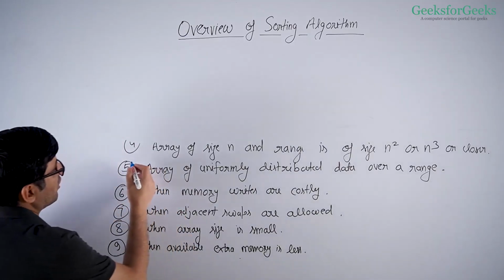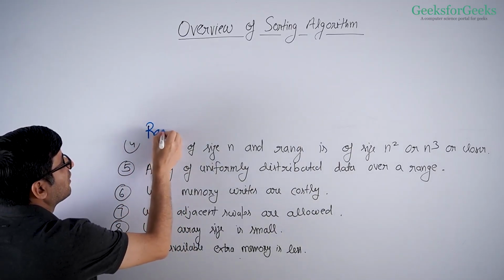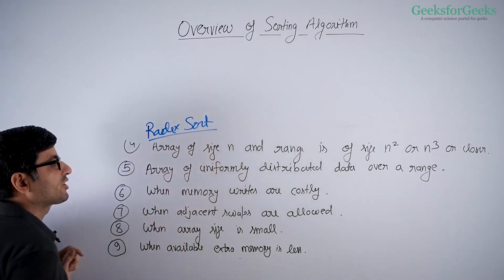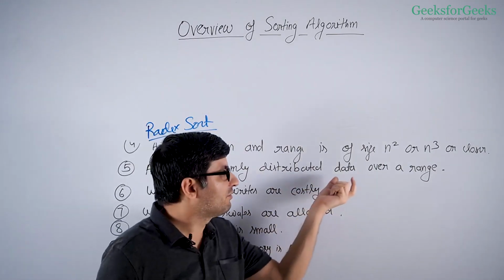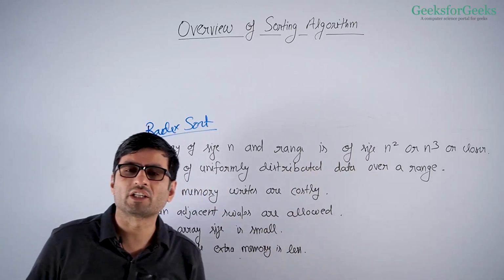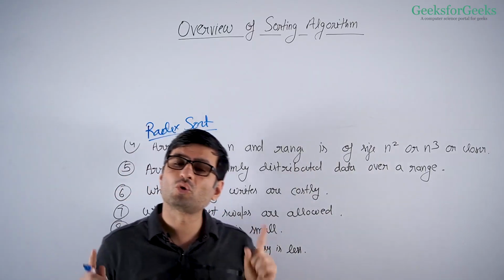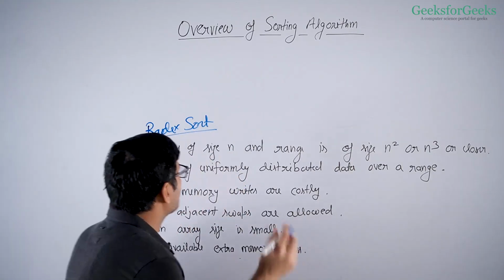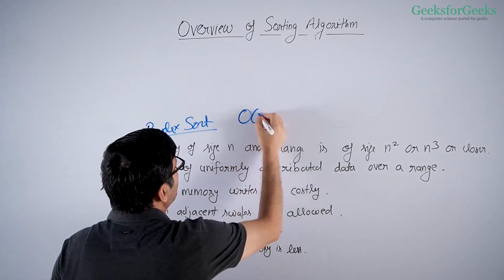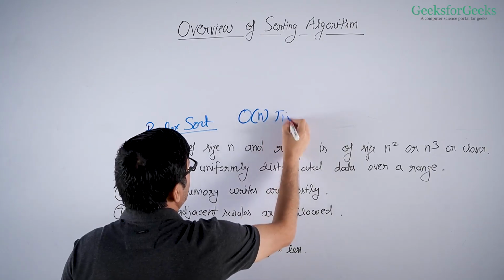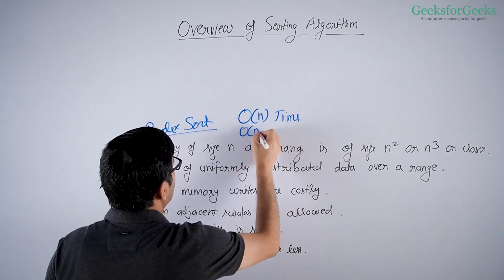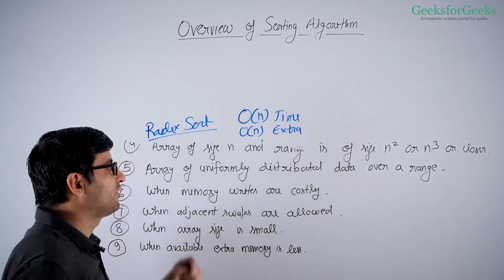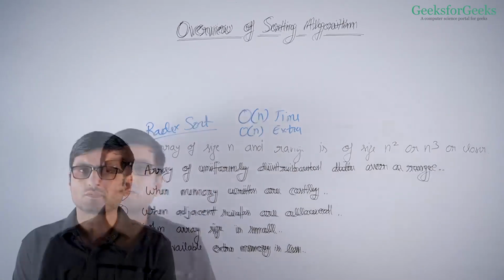There is another sorting algorithm called radix sort. Radix sort sorts an array where the range is from 0 to n square or 0 to n cube, or the total range size is n square or n cube. This also sorts your array in big O of n time and big O of n extra space. So this is a better algorithm when you have a slightly higher range.